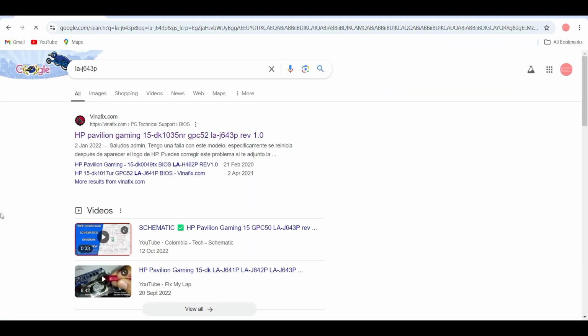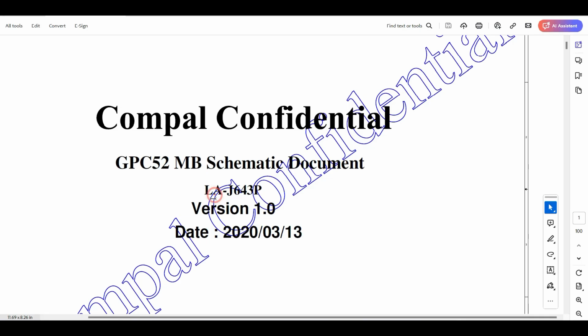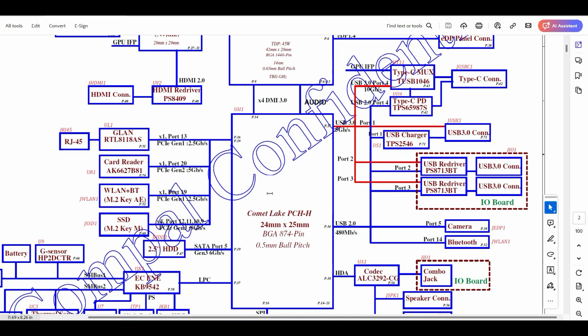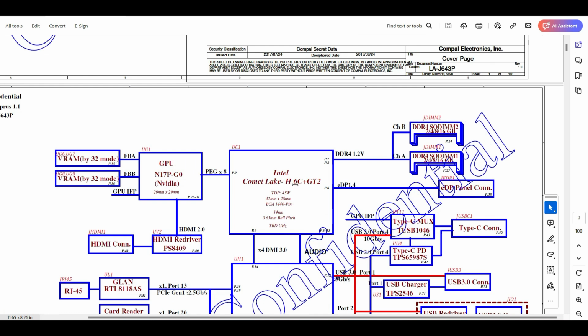J643, what is it? HP Pavilion gaming laptop. Okay, anyway, whatever it may be, we will check what the voltages are and what signals will generate. Yes, see, here the processor is different and the PCH is also different. So it's a gaming laptop only.